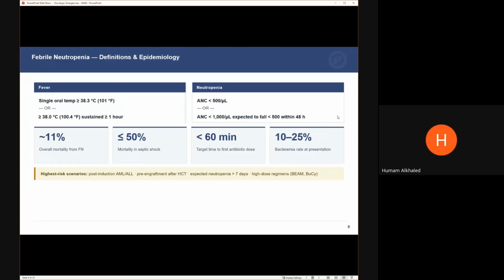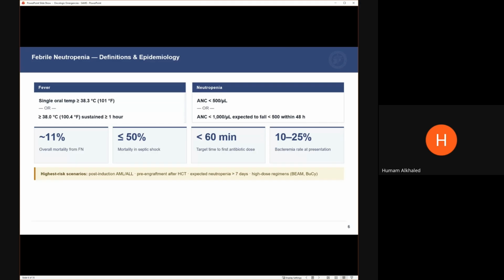And this is defined by ANC below 500, or ANC below 1,000 that's expected to fall below 500 within the next 48 hours. That second part is important. A patient whose count is trending down fast is treated as neutropenic even before they cross that threshold. And these are the patients that you see mainly in acute leukemias, sometimes in lymphomas.